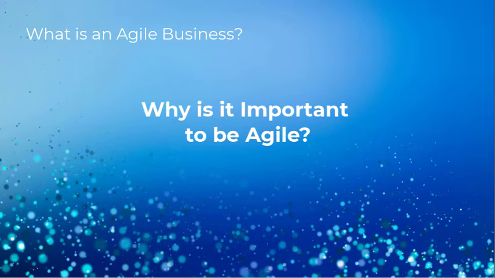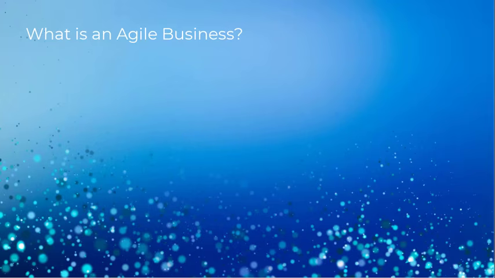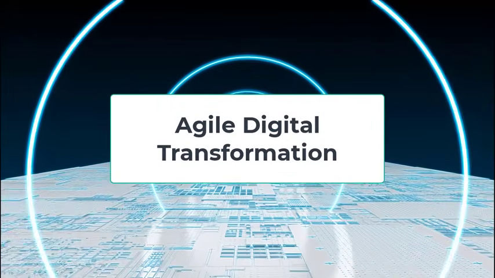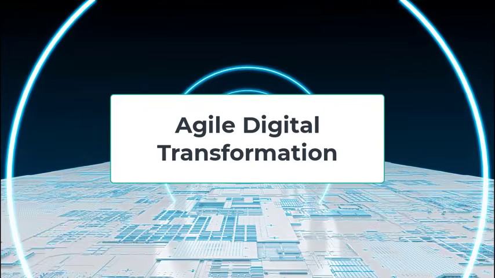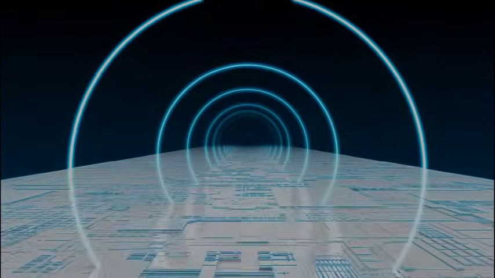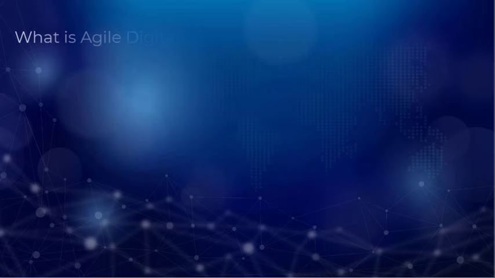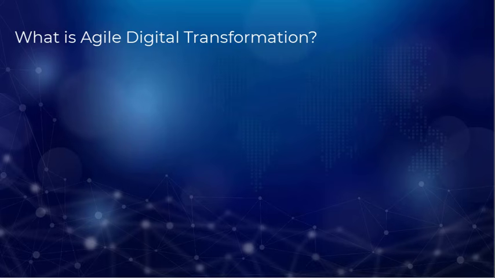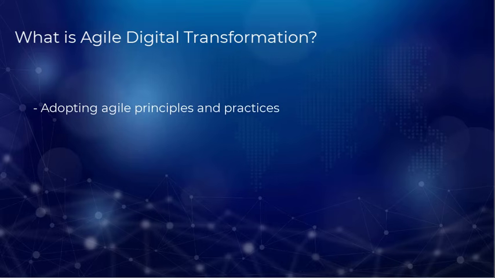So now you have a fair idea of what it means to be an agile company. Let's take a look at agile digital transformation and how you might actually benefit from this type of transformation today. So this brings us on to looking at agile digital transformation. An agile digital transformation refers to the process of adopting agile principles and practices during the transition to a more digitally driven business model.